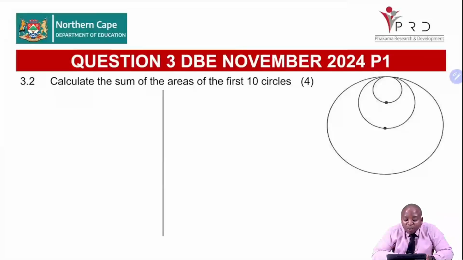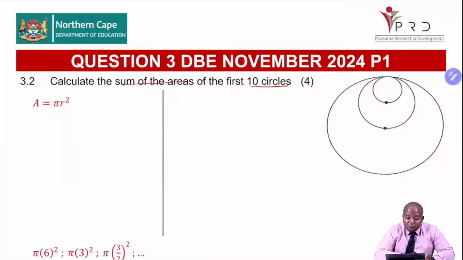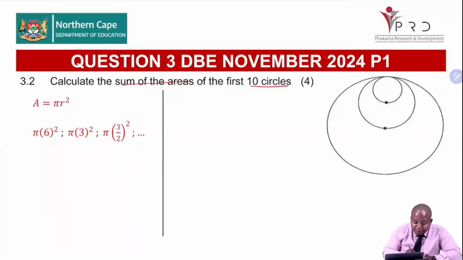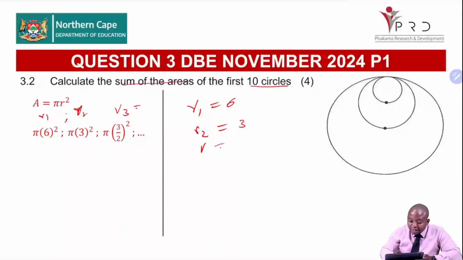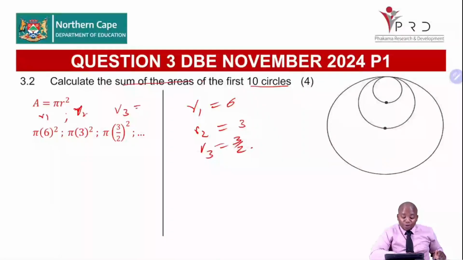3.2 says, calculate the sum of the areas of the first 10 circles. Now, to find the sum of the areas of the first 10 circles, what are we going to look at? We know that area equals pi r squared. So we are going to use r1, the radius of the first circle, r2, the radius of the second, and r3, the radius of the third. Remember, the radius of the first circle was 6. The radius of the second circle was 3. Then the radius of the third circle we found as 3 over 2.